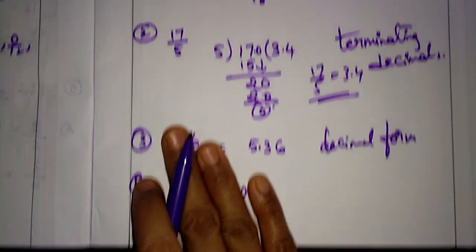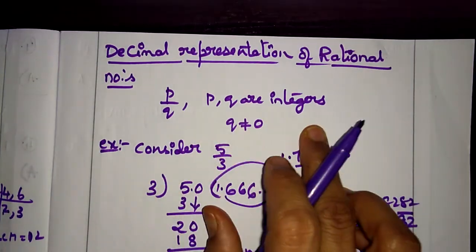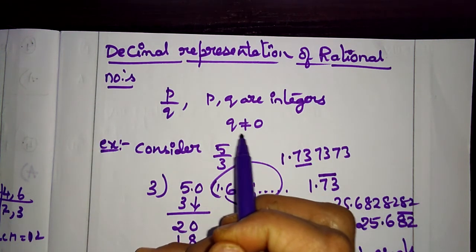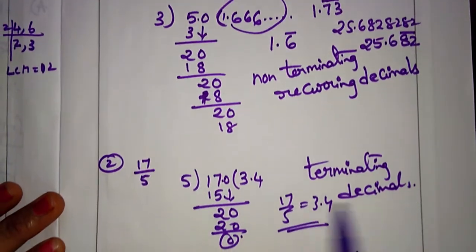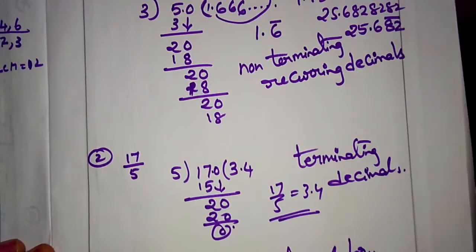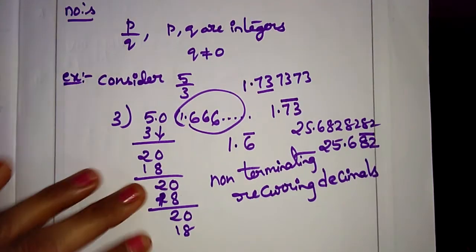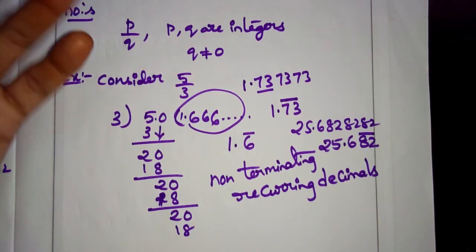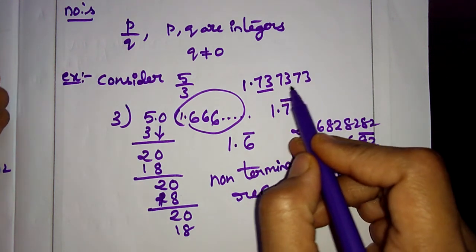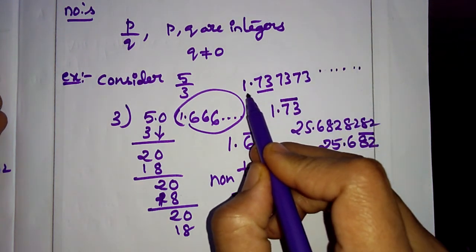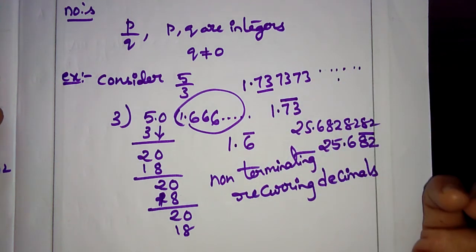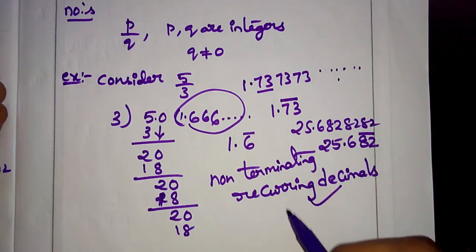So what is this? Decimal representation of rational numbers. Rational numbers are in the form p by q, where p and q are integers, q not equal to 0. So here we have terminating decimals and non-terminating recurring decimals. Non-terminating means not stopping at any place, and recurring means always repeating. Is 73 stopping anywhere? No, it is going like this. It is not stopping, and at the same time it is always repeating. 73 is always repeating. Such a type is called non-terminating recurring decimals.